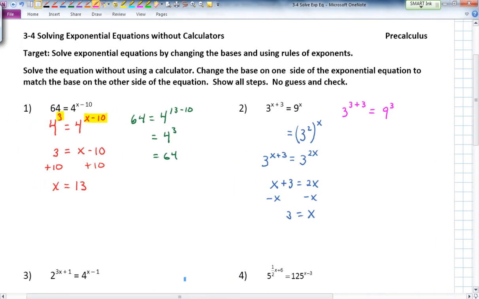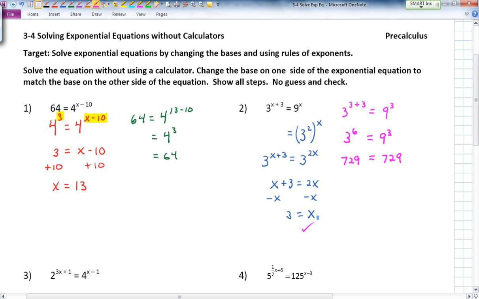All right, so if I plug in 3, I get 9 to the 3rd on the right. I get 3 to the 6th on the left. And if you take out a calculator, you'll find out that 9 to the power of 3 is 729. And if you punch in 3 to the power of 6, you will also get 729. So my answer of x equals 3 checks out, and it's good.